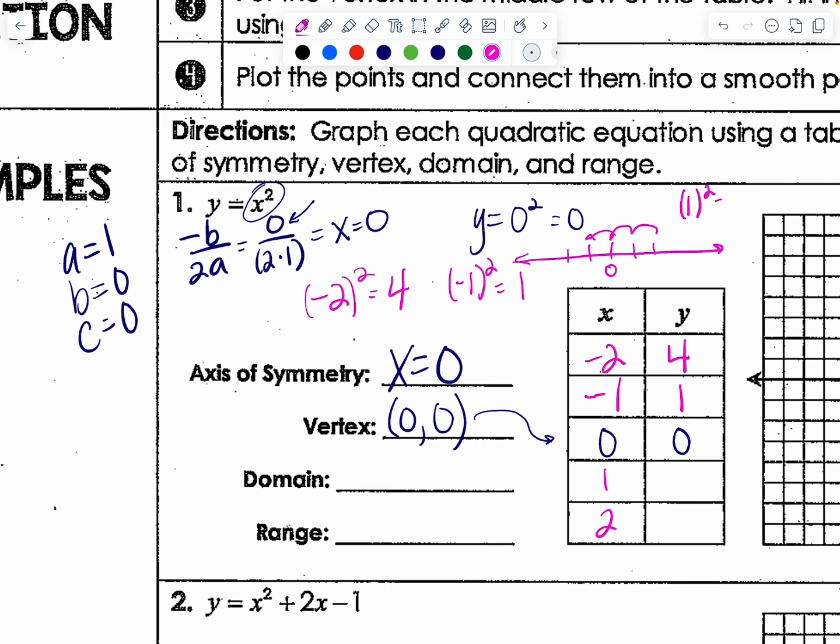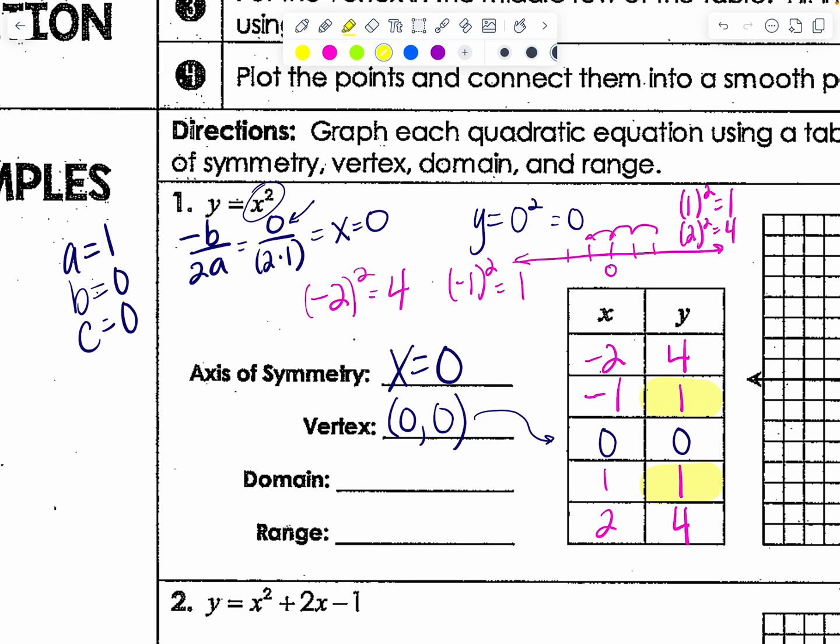So if I have 1 squared, that's going to give me 1. And then if I do 2 squared, that's going to give me 4. Now, take a second, and I want you to take a look at your table, specifically the y column. What do you notice about the y column? All right, hopefully you notice that this value and this value are the exact same.